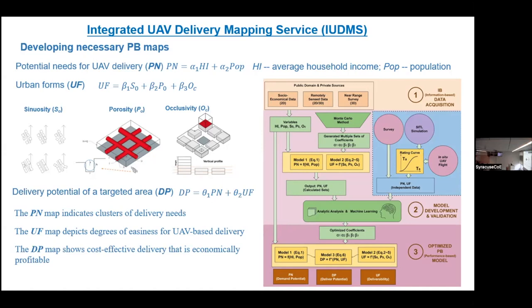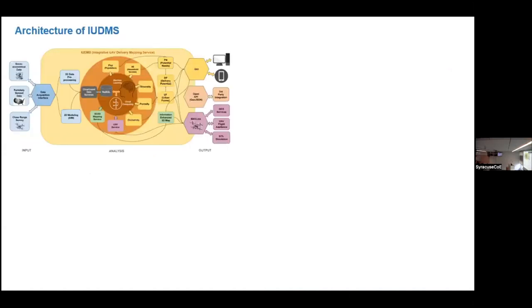The second step is we plan to do some field-based measurement to essentially quantify those parameters. Then the third step is here. We will create an app, and this app will be available online to anyone, individual or group or company. This system is called IUDMS.